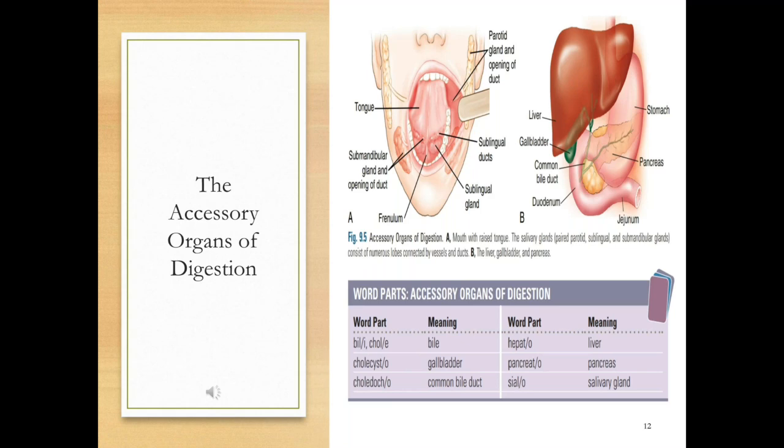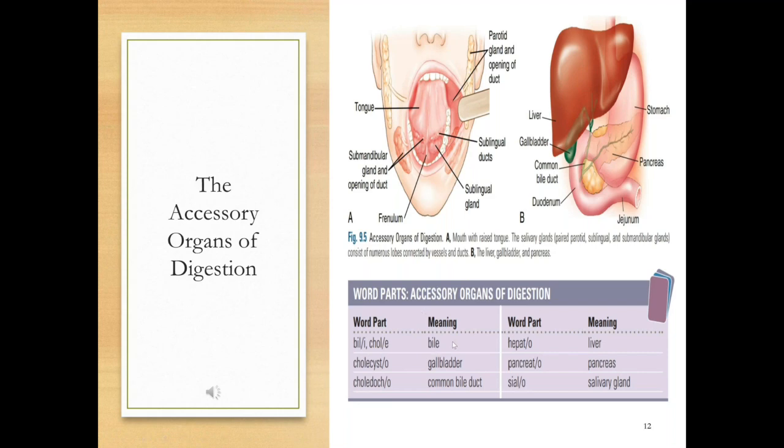The liver is the largest internal organ. It performs so many vital functions that you cannot live without it. The liver produces bile, which breaks down fats before absorption by the small intestine. Biliary means pertaining to bile.